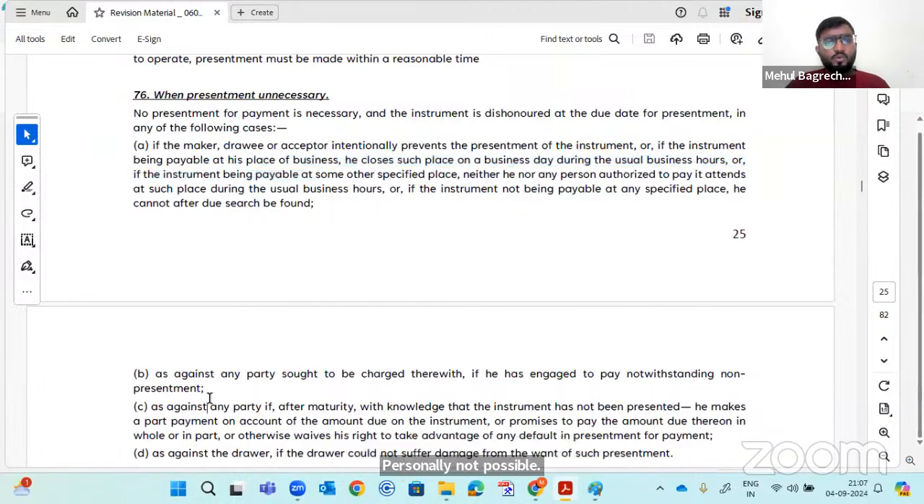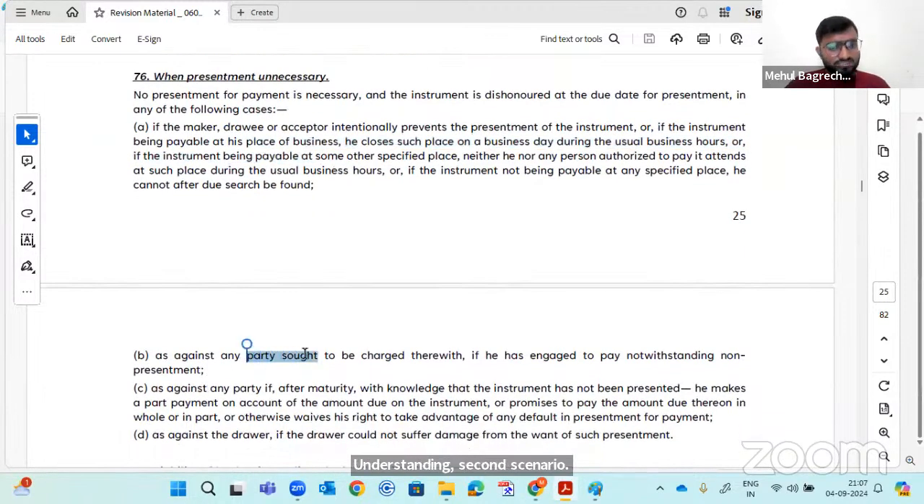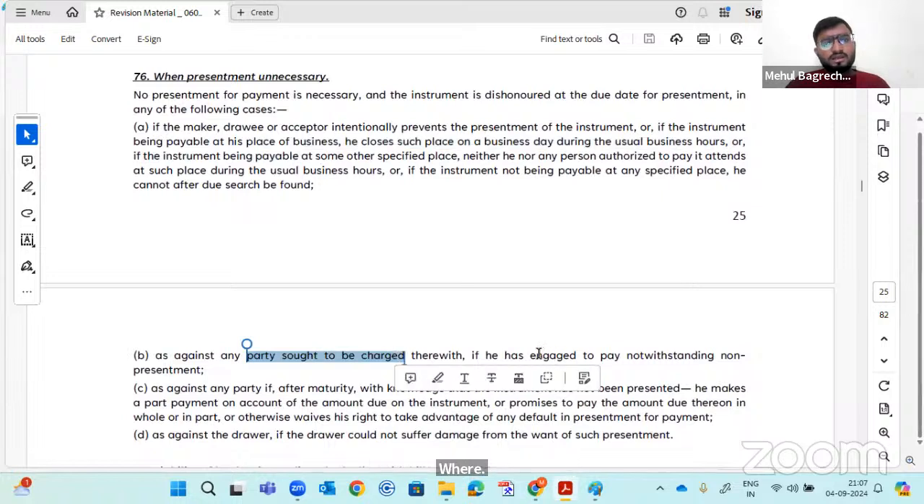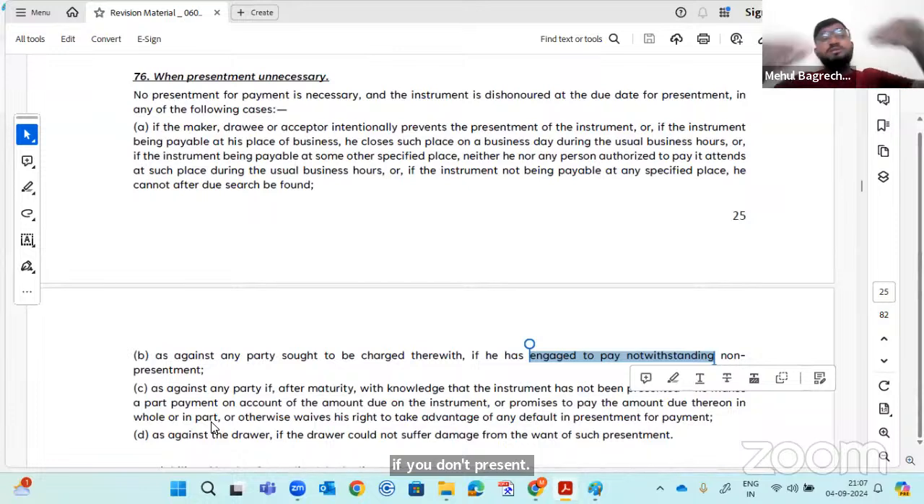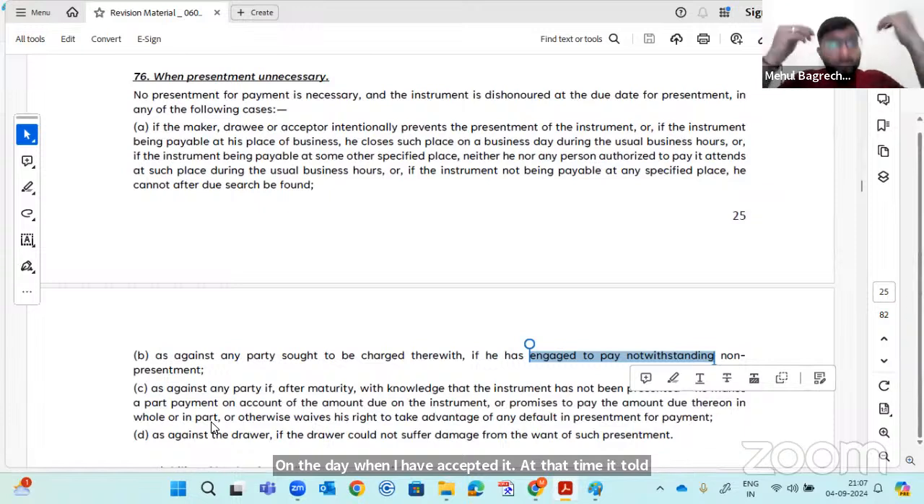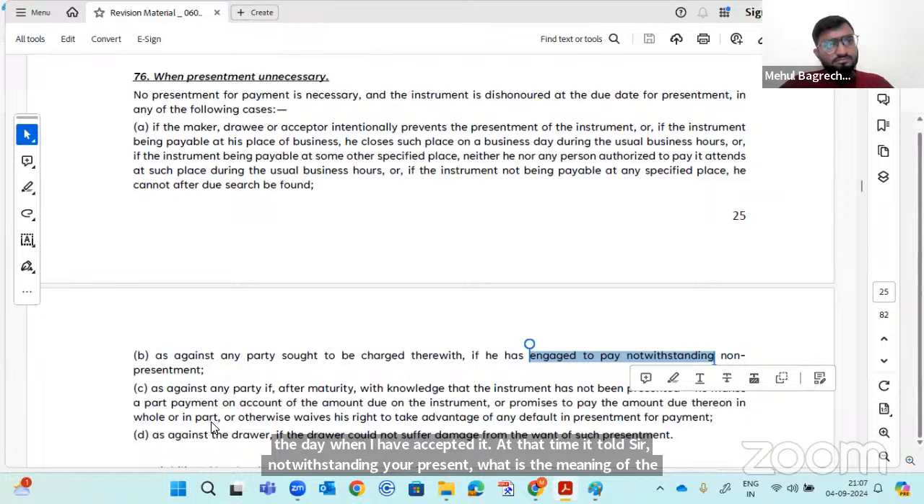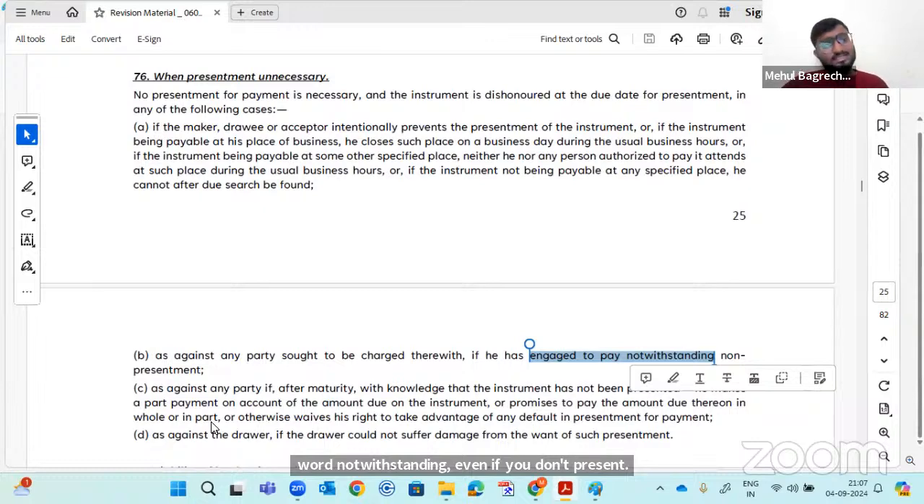Second scenario, where against any party sought to be charged, he himself has engaged to pay notwithstanding presentment. What does he say? Sir, don't worry, I will make the payment even if you don't present. On the day when I have accepted it, at that time itself you've told, sir, notwithstanding your presentment. What is the meaning of the word notwithstanding? Even if you don't present, still I will make the payment. Then should I present? Obviously, you don't have to present because he himself has told that without presentment, he will still make the payment. This is the second scenario.